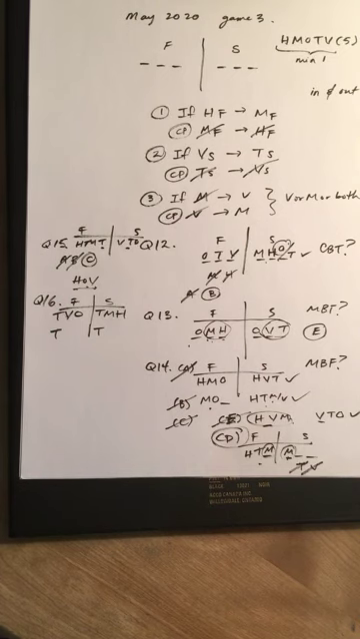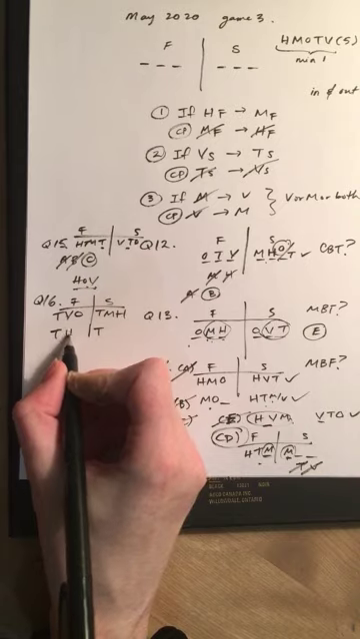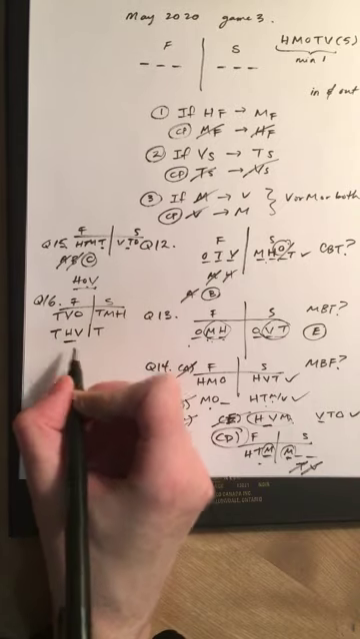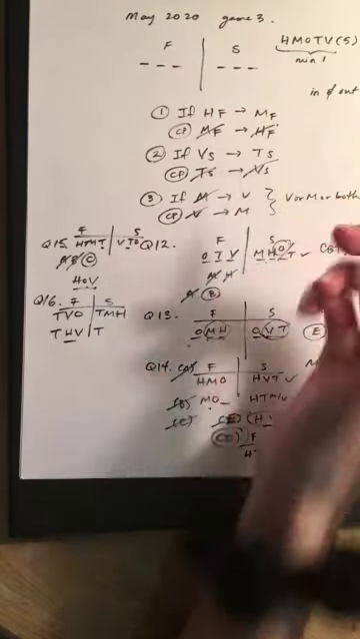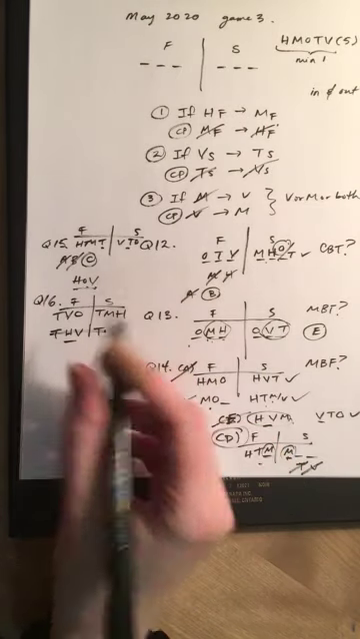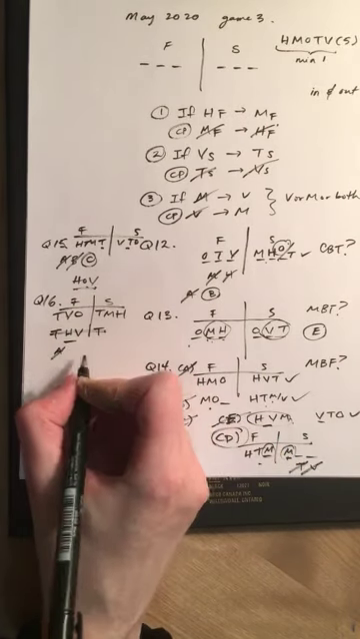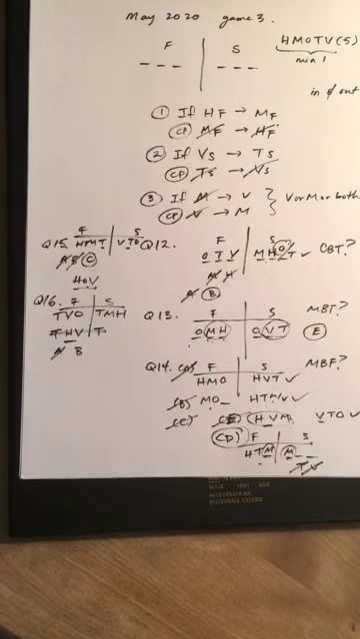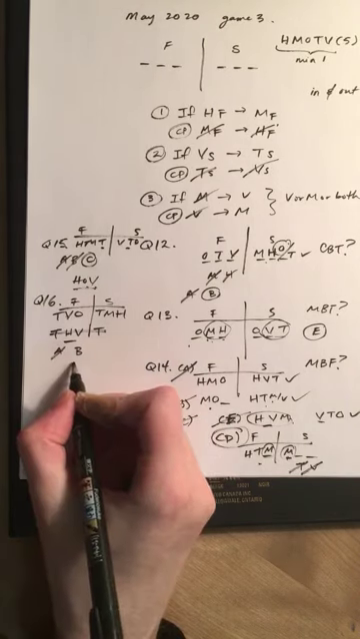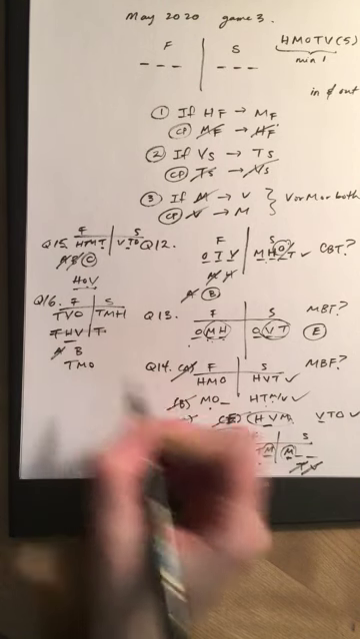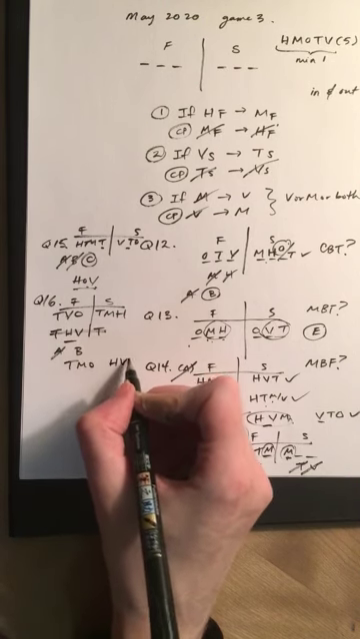So what could be true? H and V in the fall. So if we have H and V, that's not going to work. We should have M as well. So that would break rule 1. So A is out. B, M and O both host in the fall. So we would have T, M, and O, H, V, and T.